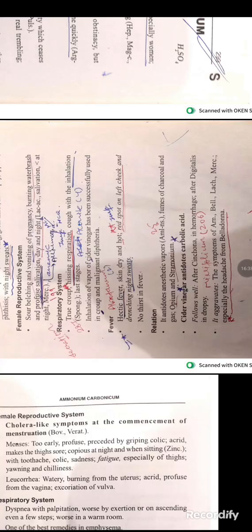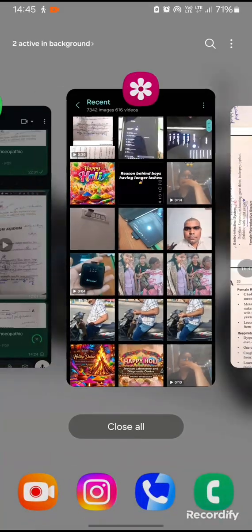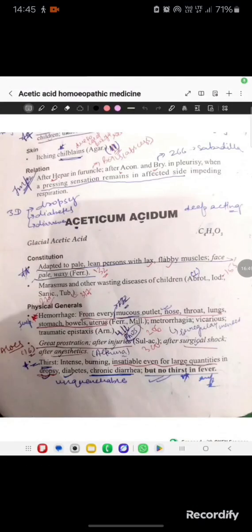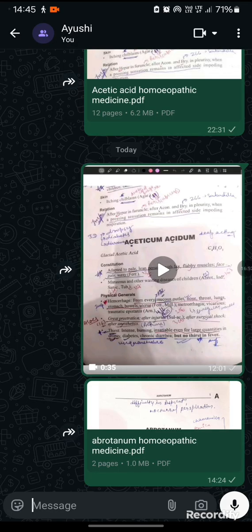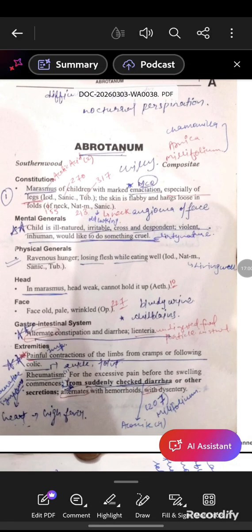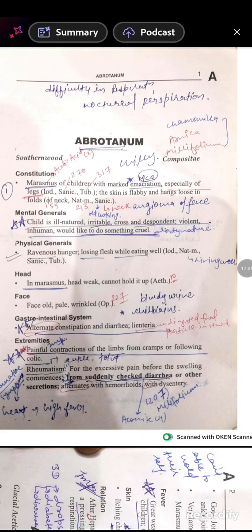Now we revise the medicine abrotenum, which we studied last time. It will take only 2 minutes. Abrotenum, common name southernwood. Like my friend came from south, so this is just a trick so you can remember by this southernwood. Family is composite. Other medicines of the composite family are millefolium, arnica, chamomilla, abrotenum.